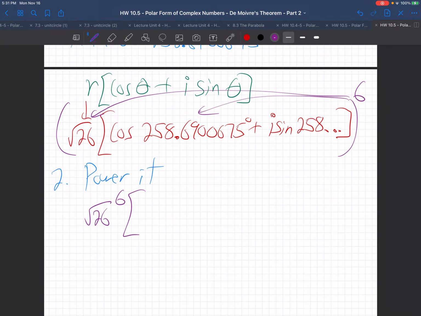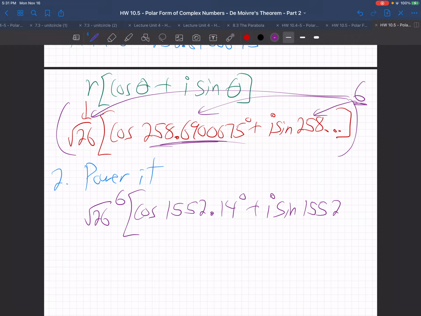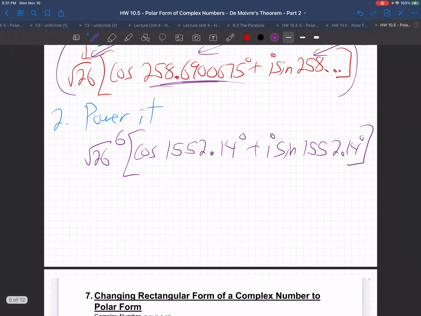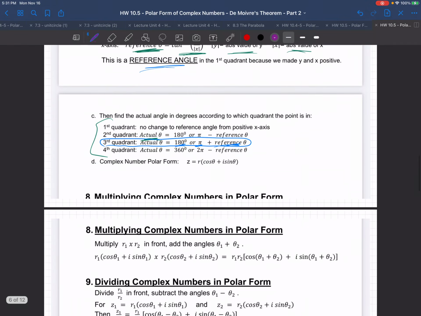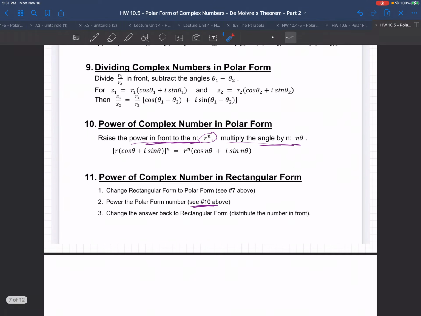And then multiply these angles. So just use your calculator. Multiply 258, that thing you get in your calculator, times 6. It's not to the power 6. It's times 6. I'm getting 1552.14, that's close enough, degrees, plus i sine of the same, 1552.14 degrees.